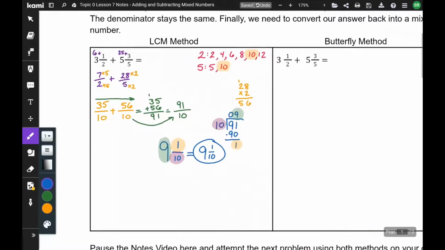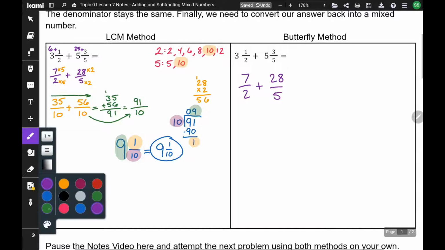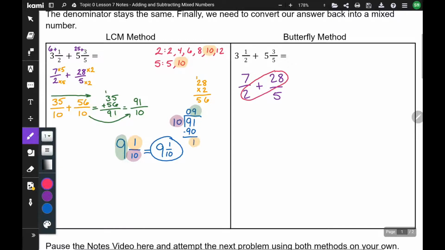All right, now the same problem using the butterfly method. We start off the same process. We convert it to improper fractions. So 3 1/2 we saw came out as 7/2 plus 28/5. Again, we just converted those in the last one, so I can use the same numbers. And then using the butterfly method here, I am looking at cross multiplying. So I'm going to take 2 times 28, which we actually showed our work on earlier. So 28 times 2 we said was 56. So I can put my little 56 up here so I don't forget it.